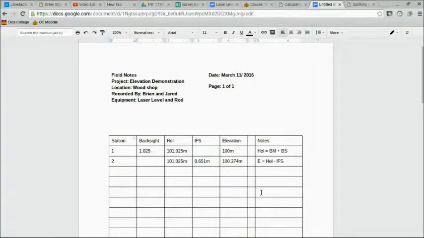Back to the data sheet. Now that we have some data, we can enter it into our data sheet. Earlier we measured the backsite at 1.025 meters. Our IFS reading from this pile of wood is 0.651 meters. Using the formula HOI equals BS plus BM, the height of our instrument is 101.025 meters. Using the formula E equals HOI minus IFS, we can determine that the elevation of this pallet of wood is 100.374 meters.